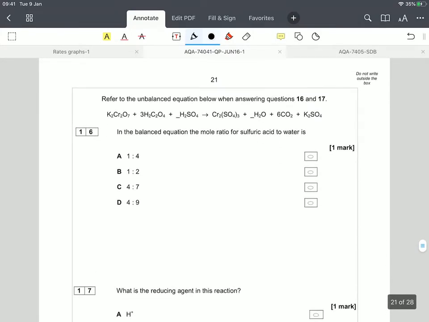So this is relevant for 2 questions. Refer to the unbalanced equation below when answering questions 16 and 17. In the balanced equation, the mole ratio for sulfuric acid to water is... Okay, so what they're basically saying is, can you balance this equation and can you use it to answer the questions? So there are a number of different ways you can do this, right?